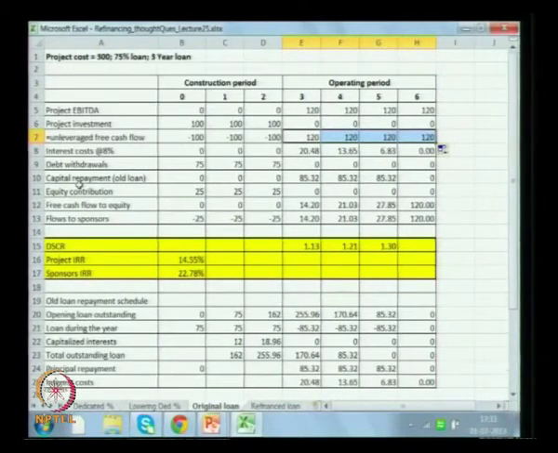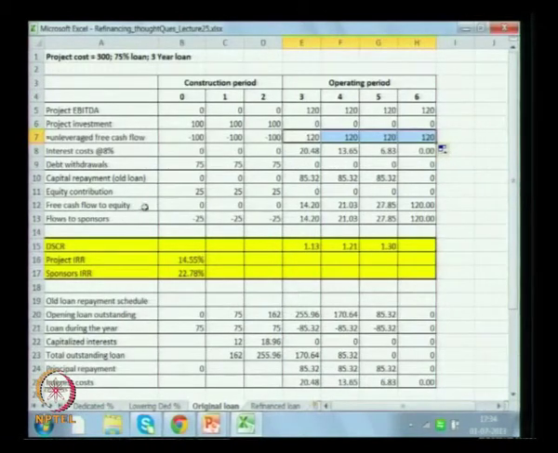And then there is capital repayment. Capital repayment is the capital that is being repaid. During the construction period there is no capital repayment, so this figure turns out to be 0. Equity contribution is 25, which is nothing but the project investment minus the debt withdrawals. So this is 25 in each of the periods.